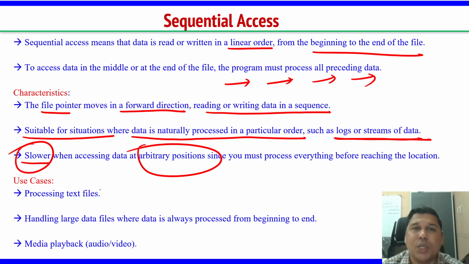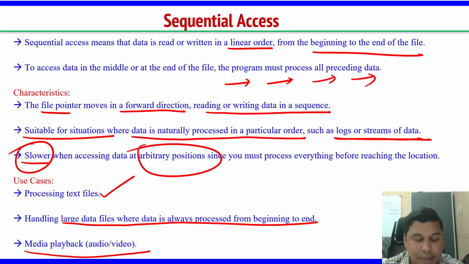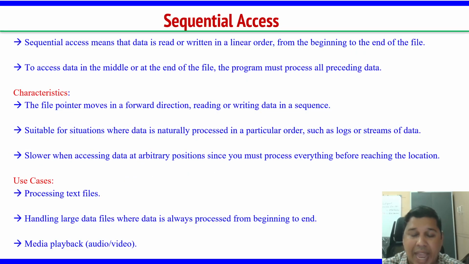Use cases where we can use this sequential access: processing text files in sequence, handling large data files where you want to do it from beginning to end, media playback, audio, video in sequence, right? You see a playlist in YouTube, or on your mobile you have a playlist for songs, it will be played in sequence. If you set it randomly they will be playing randomly, right? So in those cases we use this sequential access.